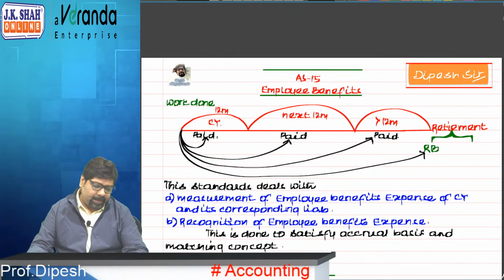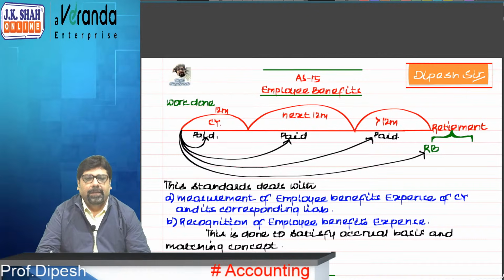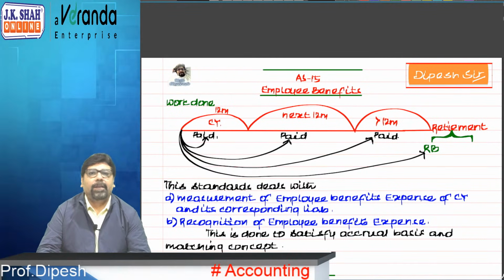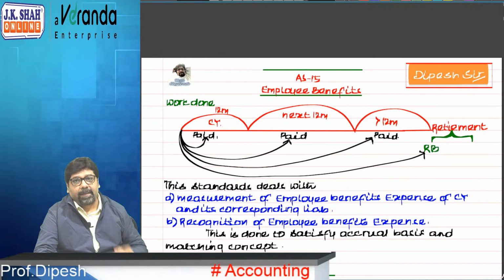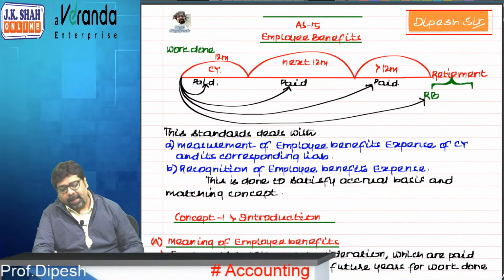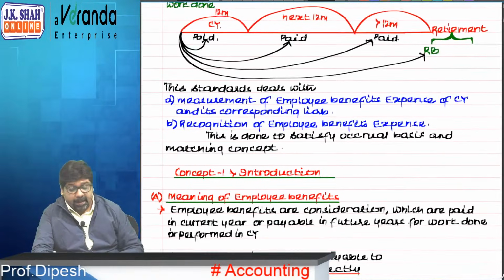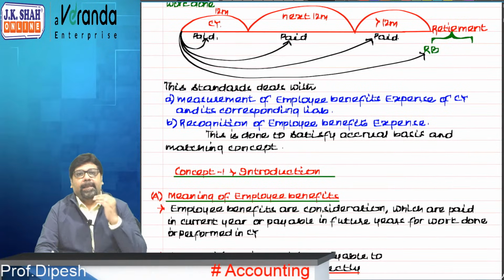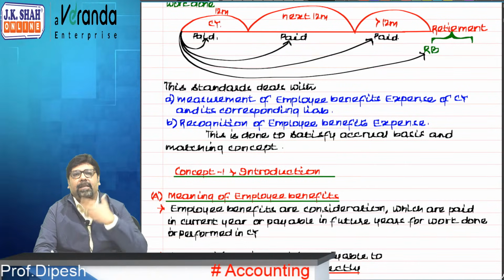Hello friends, we were into the marathon of CA Intermediate accounts. We had done till AS 14, now we are supposed to do AS 15. AS 15 means employee benefits, correct? The benefits given by the organization to its employees.